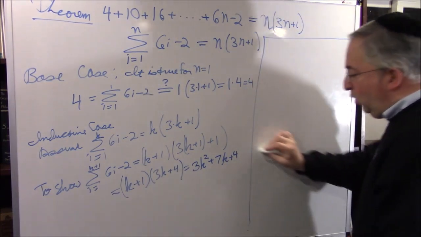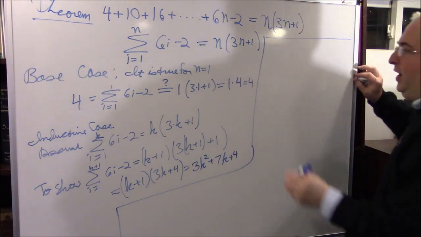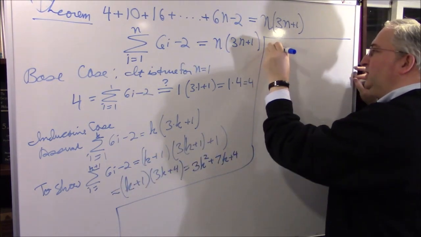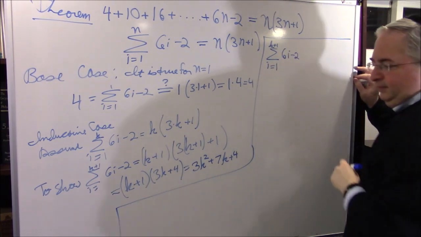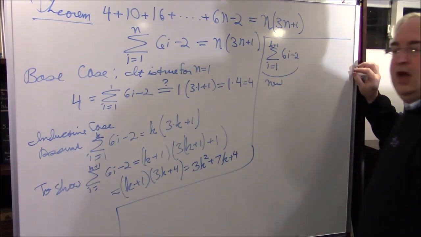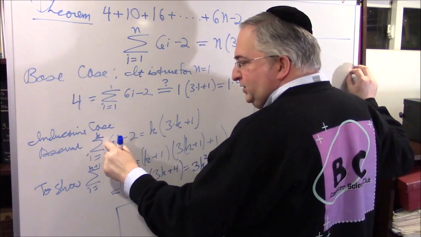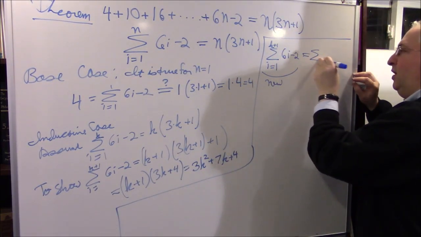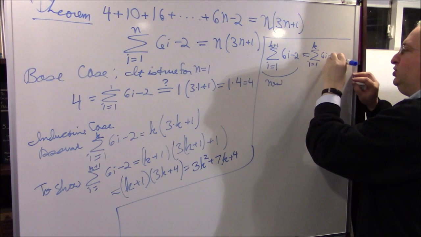Okay, great. Now that we know what we want to show, it's easy to actually do the calculations. So let's write it out. The sum of, what do we want to show? We want to show the sum from i equal 1 to k plus 1 of 6i minus 2. Now, this is the new. I'm going to write the new in terms of the old. I made an assumption here about this guy, so I'm going to use that assumption. This new is equal to the sum of i equal 1 to k of 6i minus 2.